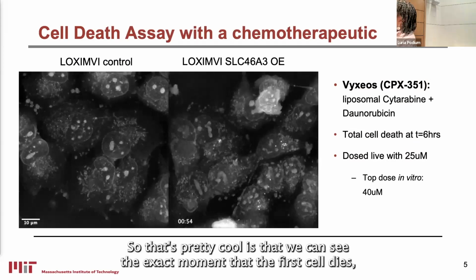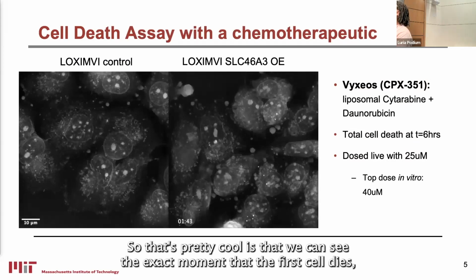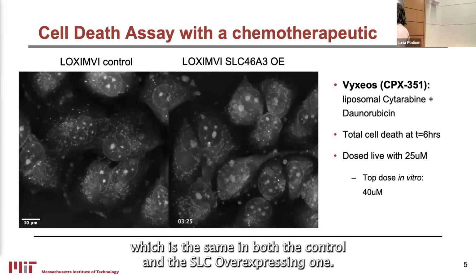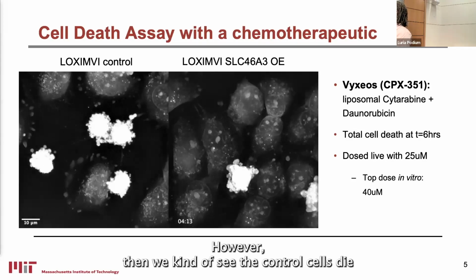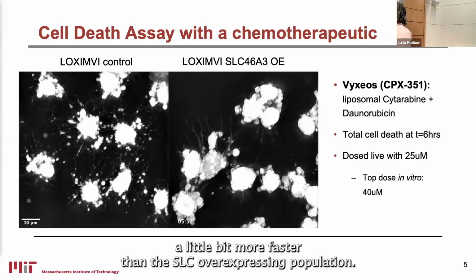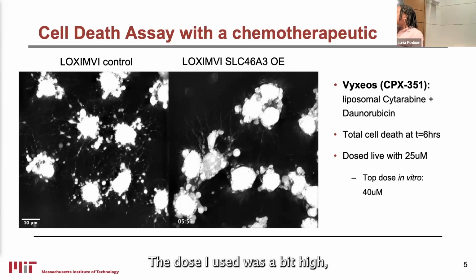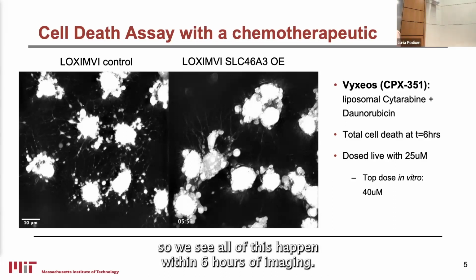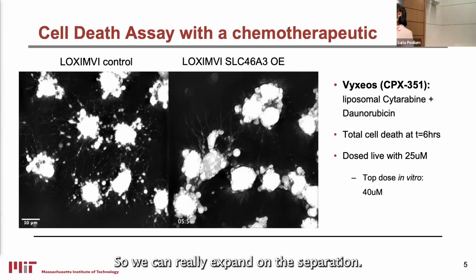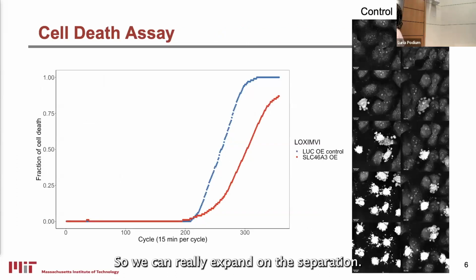So what's pretty cool is that we can see the exact moment that the first cell dies, which is the same in both the control and the SLC overexpressing line. However, then we kind of see the control cells die a little bit faster than the SLC overexpressing population. The dose that I used was a bit high, so we see all of this happen within 6 hours of imaging. So if repeated in the future, probably a lower dose so we can really expand on this separation.